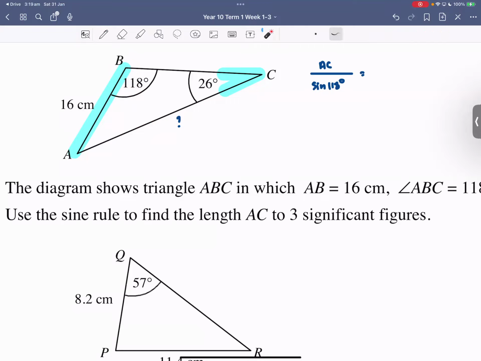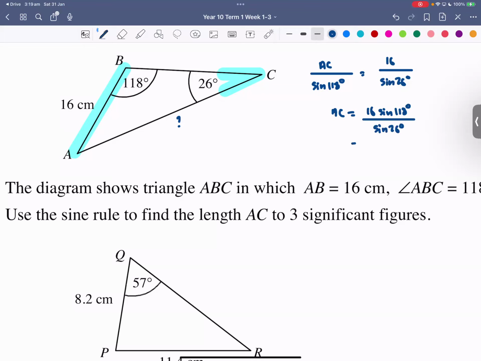and now guys, pick another side and the opposite angle. Where do you have another side and the opposite angle? We have the 16 and the 26 degrees. So we write 16 divided by sine 26. Don't you dare do sine of 16 centimeters. That will get you a completely wrong answer. That's not what I meant when I said you can do it the other way around. And now you just bring the sine 118 to the other side. So it's 16 sine 118 divided by sine 26.